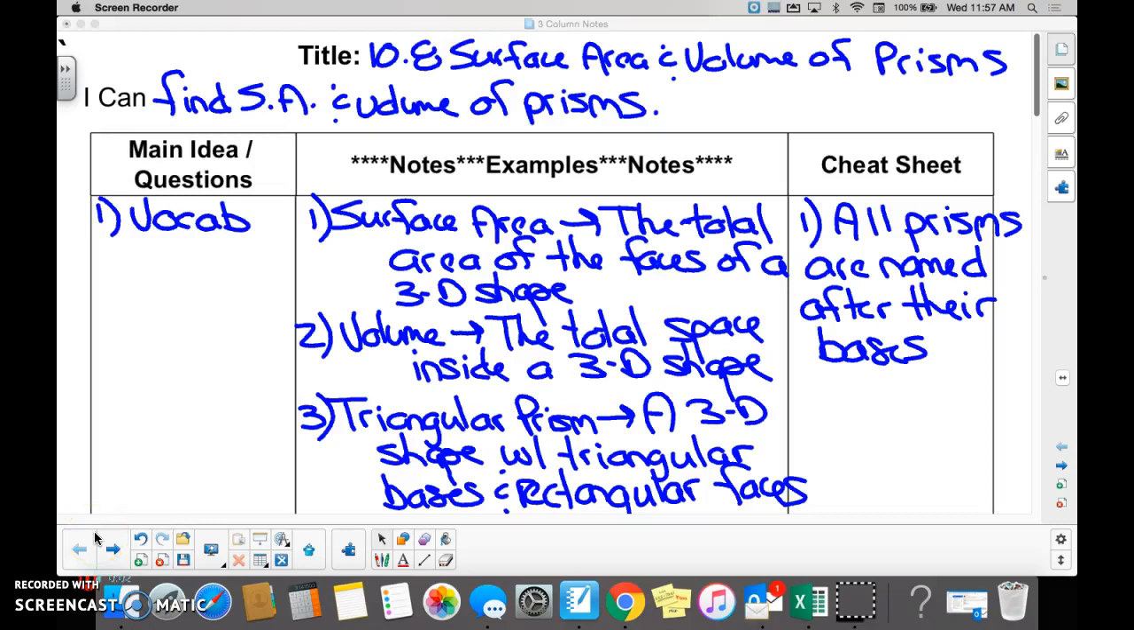Yeah. 10.8, yeah! Surface area and volume of prisms. Find surface area and volume of prisms.